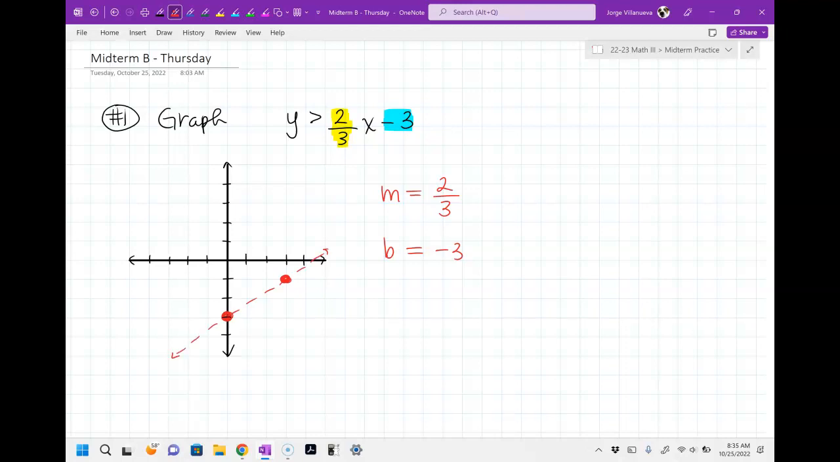And then should you shade above or below? Above, because it says greater. Greater than or equal to is above, less than or equal to is below. I'm going to do it a little bit on the messy side just because, like I said, we are pressed for time. So I'll just try to do it quickly. But this is basically what you have to do.